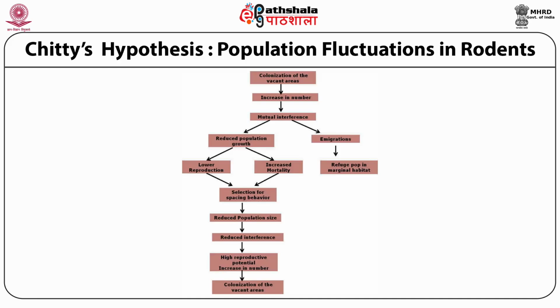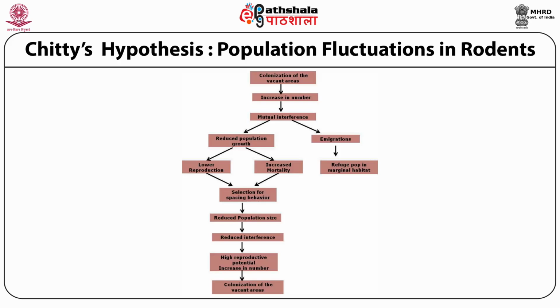According to his hypothesis, when a new area is occupied by a population, all the niches are vacant and available to it. As a result, the population growth is very rapid and they increase very rapidly to occupy all the vacant niches. As a result of this, there is increased population density leading to mutual interference. The mutual interference in the population leads to reduced population growth, and some of the individuals are pushed out of this area and they may migrate out to go to a refuge somewhere else.